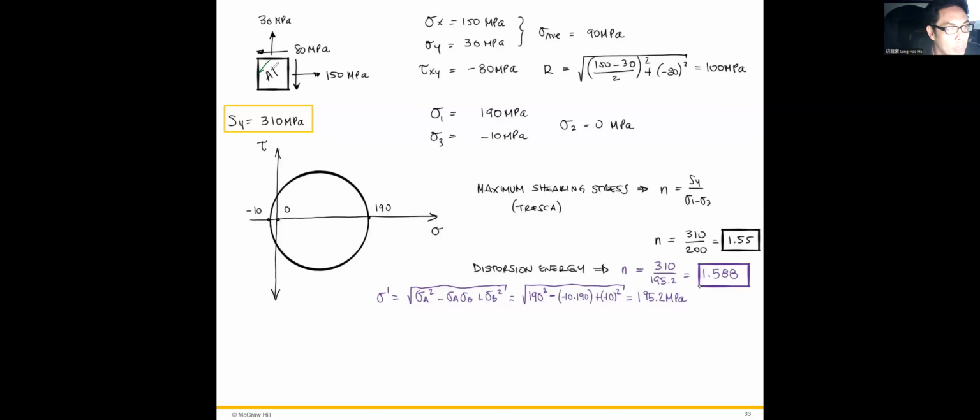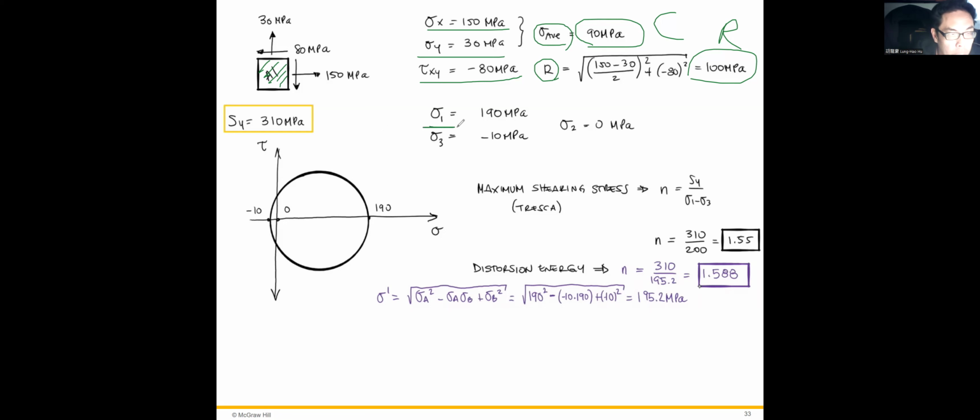Suppose we have an aluminum element whose stress state is sigma x equals 150 megapascals, sigma y is 30, and tau xy is minus 80. So we can figure out the average stress, which is the center of the Mohr circle, and we can figure out the radius of the Mohr circle. So we have the center and the radius, we can plot the Mohr circle.